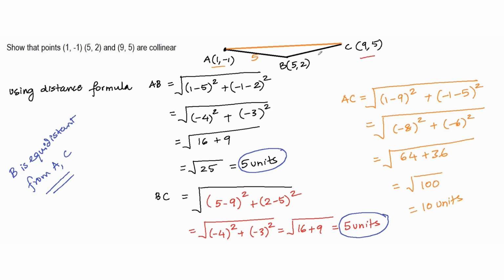So this distance is 5 units, this distance is 5 units, and the distance between A and C is 10 units. So now I notice that AB plus BC is equal to AC because 5 plus 5 is 10, and therefore I can say that A, B and C are collinear points.